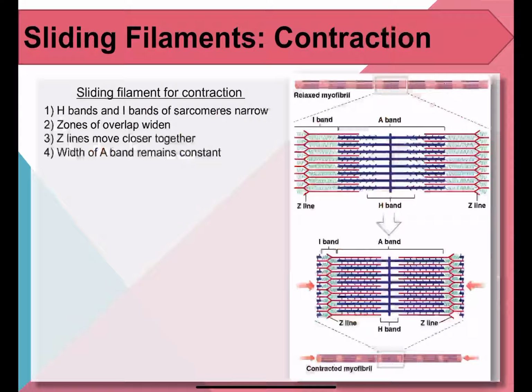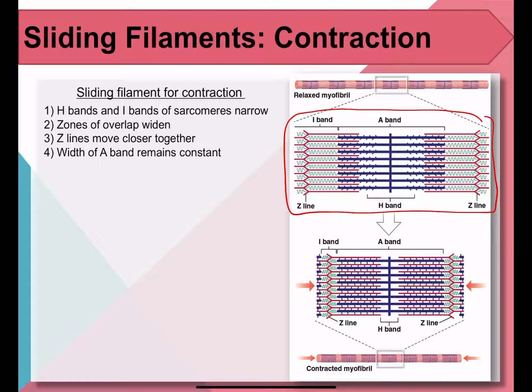All right, so the sliding filament theory: when a muscle fiber is in its relaxed state, the zone of overlap should be small. So this right here is showing you a relaxed myofibril, meaning that your muscle fiber is not contracting. Here is what one of those sarcomeres looks like. Remember, your one myofibril contains thousands of these sarcomeres all lined up together.